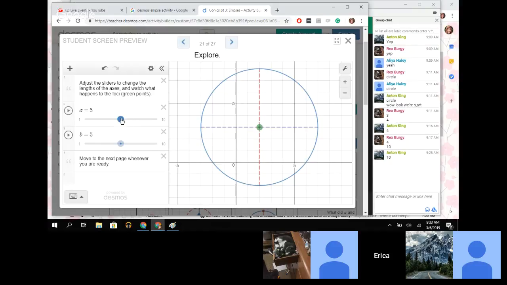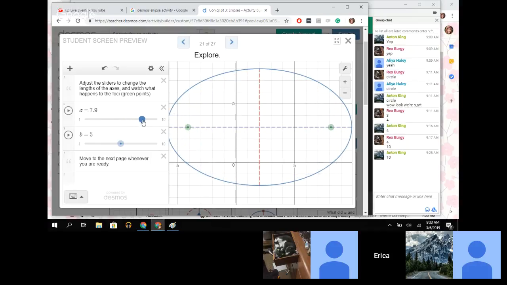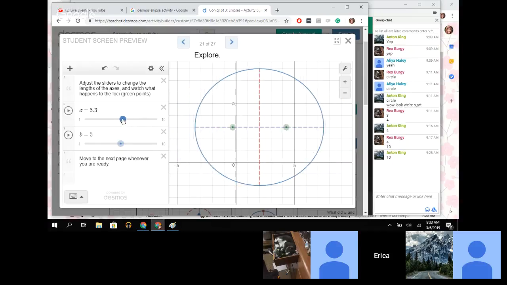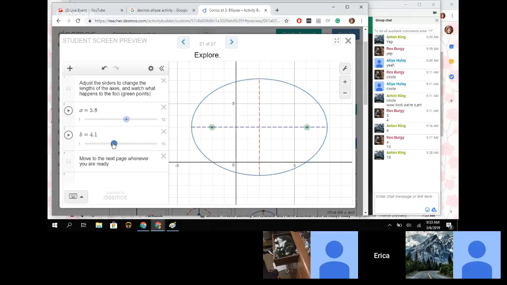So again, if you make your major axis bigger, the focus points move out. If you make your major axis smaller, the focus points move in, right? If you make your minor axis bigger, the focus points move in and out.